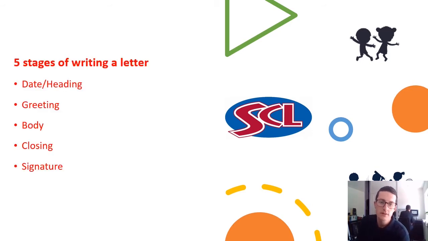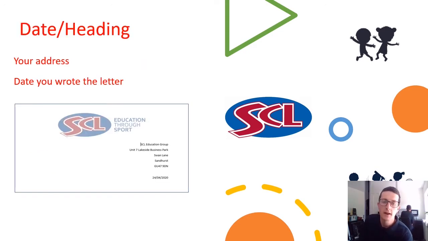So there are 5 stages of writing a letter. These are: the first one is the date and the heading. This lets the person know when you wrote it and where you're writing from. The greeting allows you to introduce yourself. The body is where you get your key message across. And the closing is how you finish the letter. You then obviously sign it before you send it on. Let's start with the date and the heading.